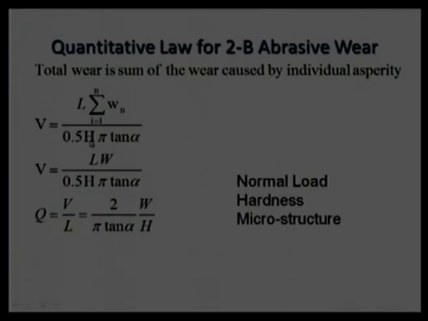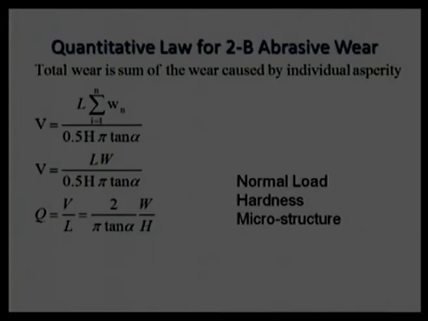However, the hardness of the surface is measurable. So, L is measurable, H is measurable, W is measurable or is which is applied. So, we arrange this equation something like that, L, W and H. And if we are trying to find out volume per unit length, that will be V by L, assuming that is equal to Q. Expression turn out to be 2 by pi tan alpha W by H. This is measurable, and this is a, we do not know, we have taken some approximation.